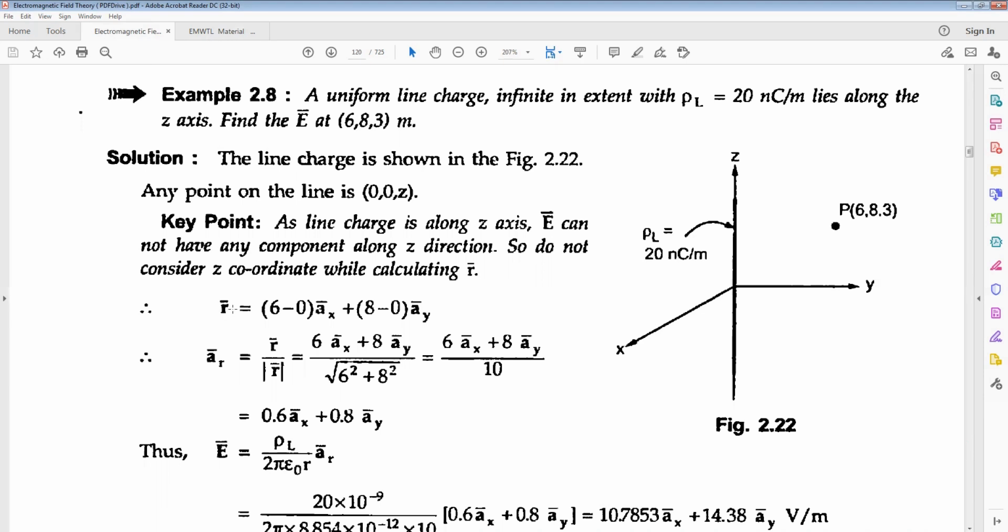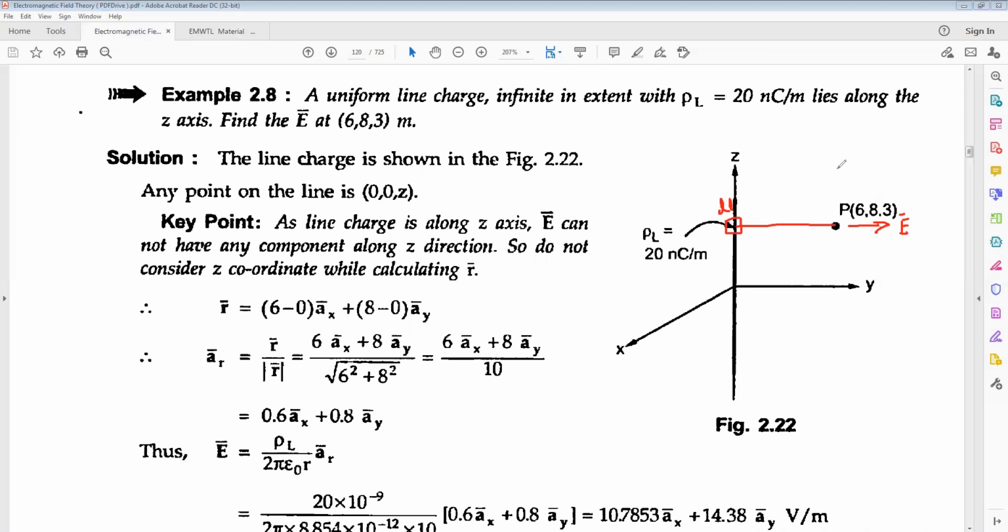So what is R now? R is equal to, because of rho L, the differential length is on the z-axis, meaning one point is 0, 0, z. Then you can find the R bar, the distance. Suppose here the point is this one and the differential length, 6, 8, 3. To find the electric field density here is E bar. Add a small differential length dl bar here. Nothing but rho L is there.